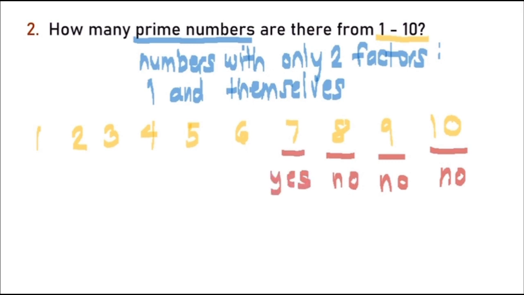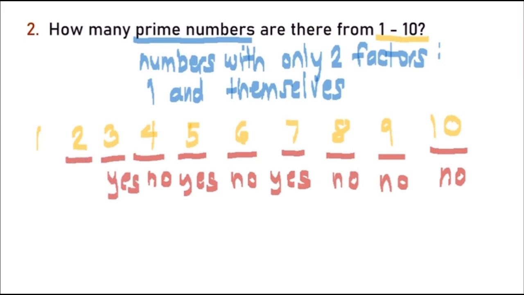Then 7 is a prime number. 6 is not a prime number because it's a multiple of 2 and 3. 5 is a prime number. 4 is not a prime number because it's a multiple of 2. 3 is a prime number. 2 is a prime number. And 1 is not a prime number.